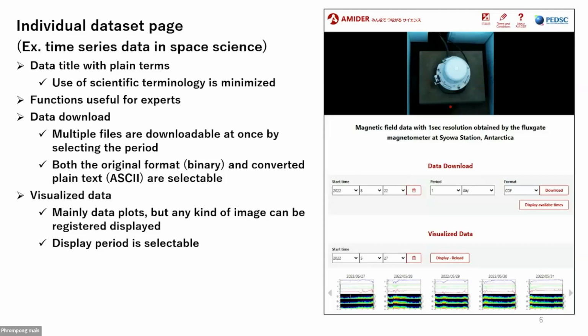There are also functions for experts. One is a data download function. Multiple files are downloadable at once by selecting the period of time series data. Both the original format, binary, and converted plain text data can be selected. And this is visualized data. It's mainly used for data plots, but any kind of image can be registered as evidence here. Again, the display period is selected.